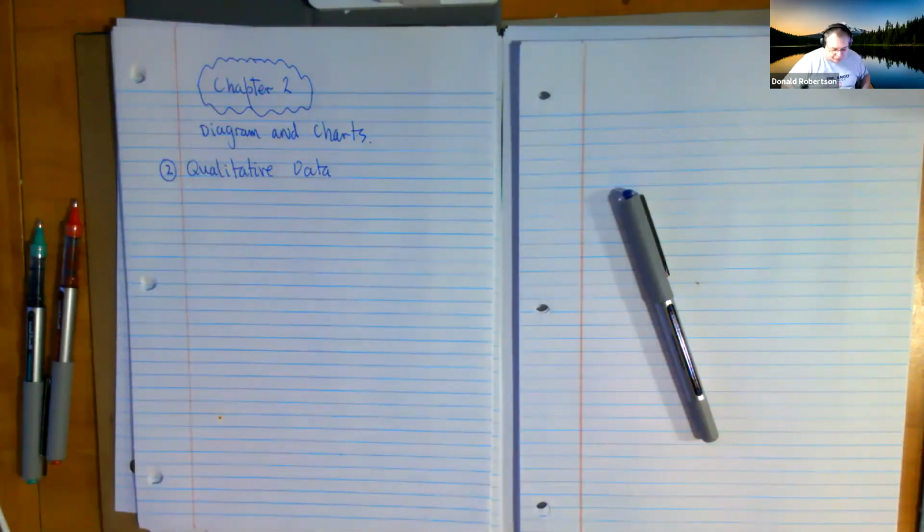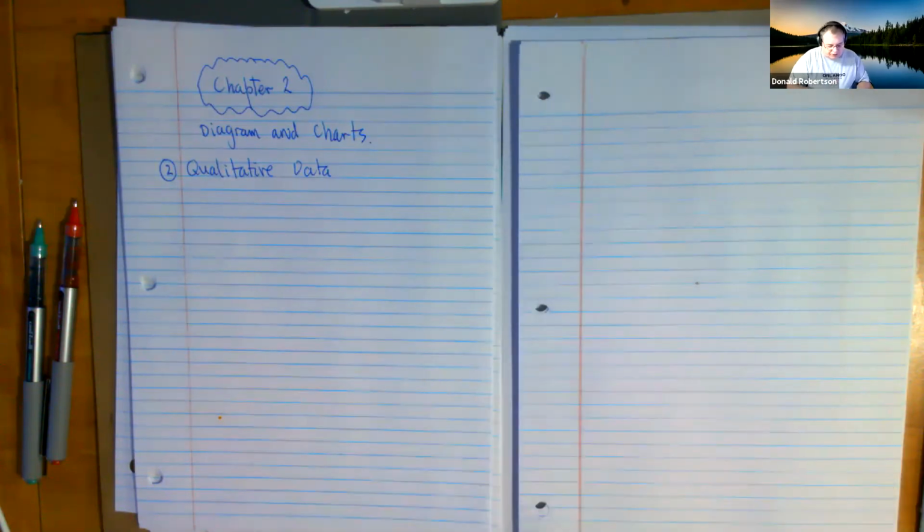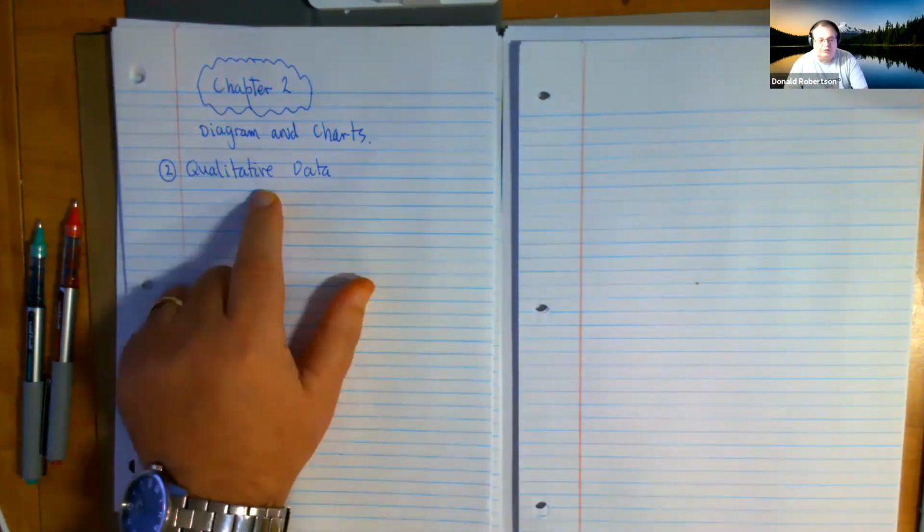So let's get started. Chapter 2, the part that we're dealing with is the second half of it, is to do with how do you draw diagrams and charts of qualitative data. So qualitative data is data that's typically non-numeric, right? Red, blue, green, I agree, I disagree, I'm a junior, I'm a senior, anything that's non-numerical.